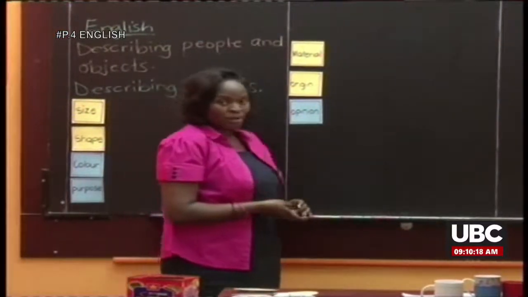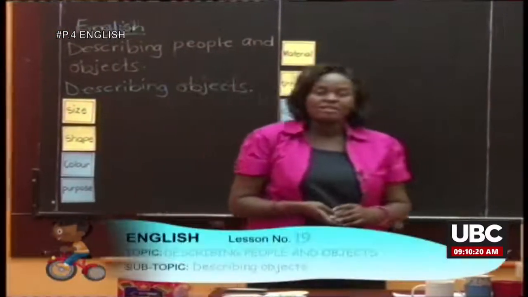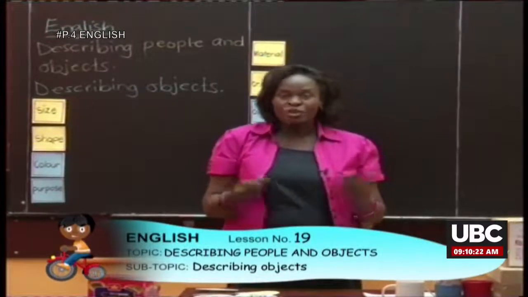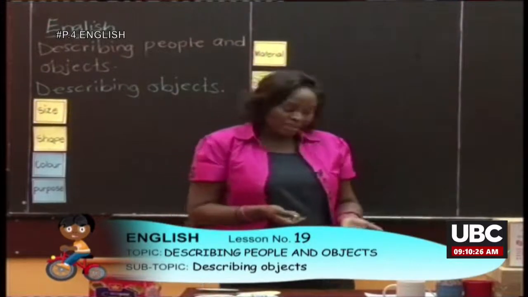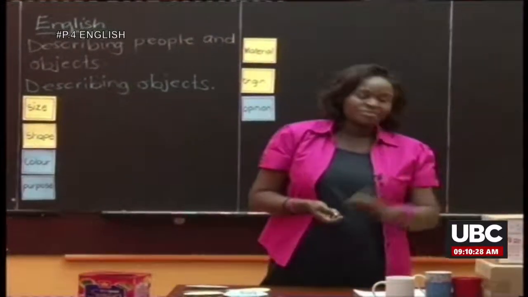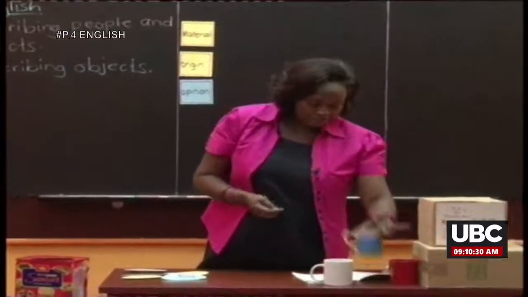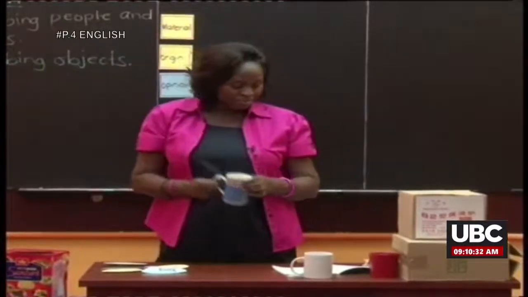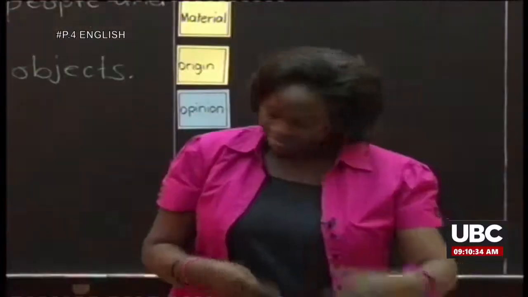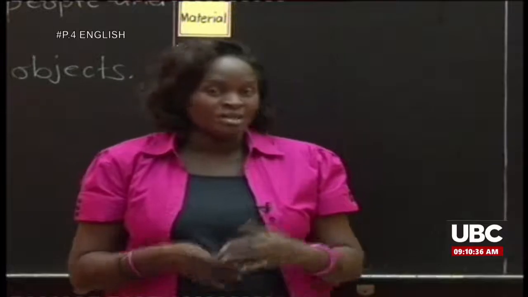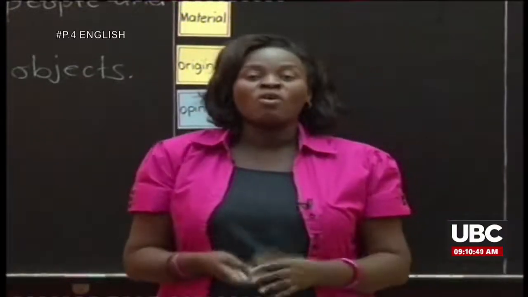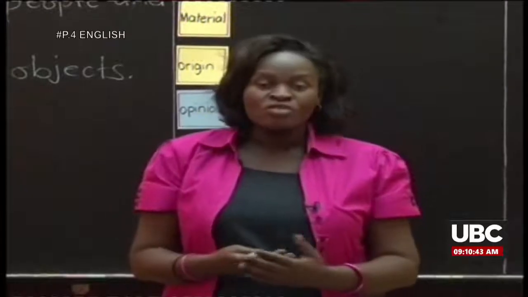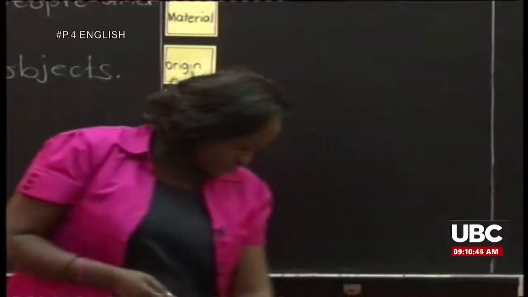Opinion. What do you have to say about that object? What's your opinion about that box? You can say, it's a good box. It's a nice cup. Or it is a soft tin, or it's a hard tin. Something like that. Use the opinion about the object, and then you'll be able to describe them.